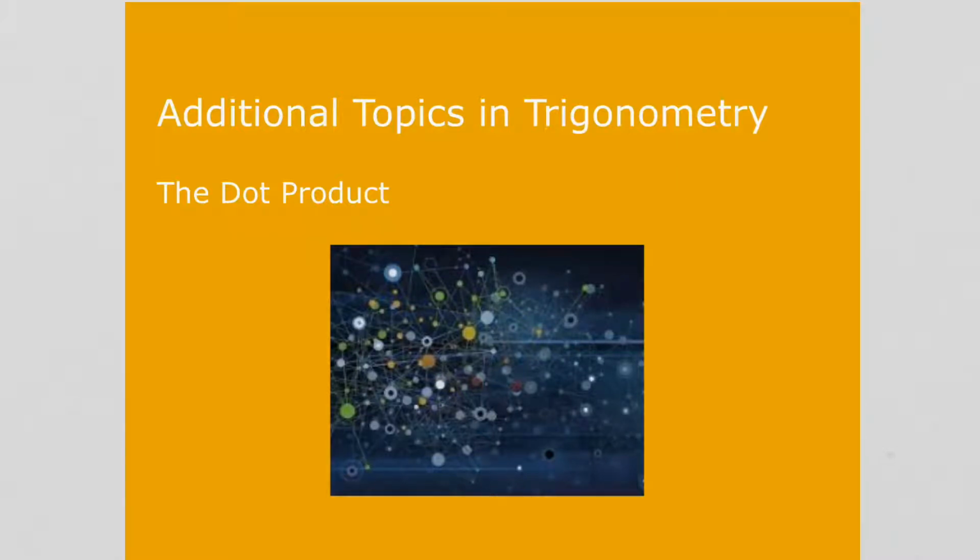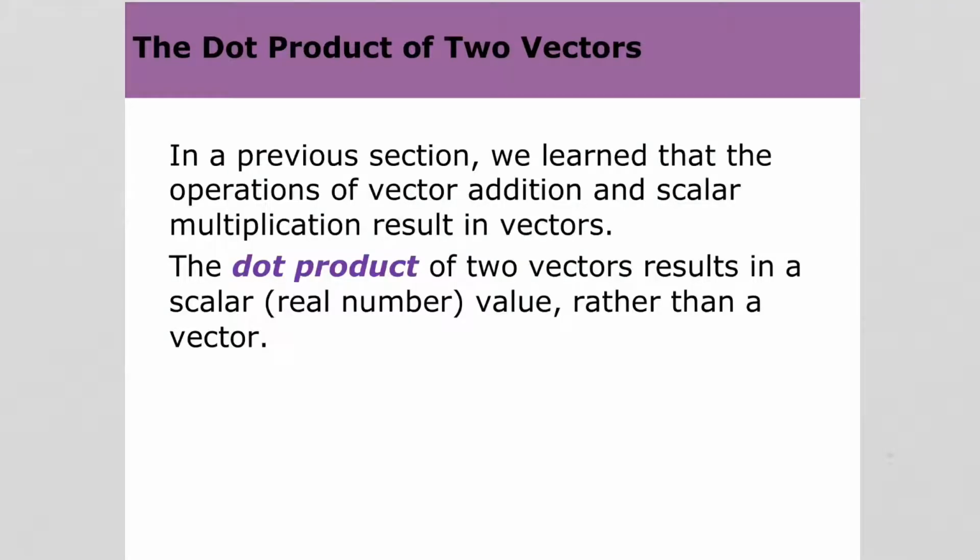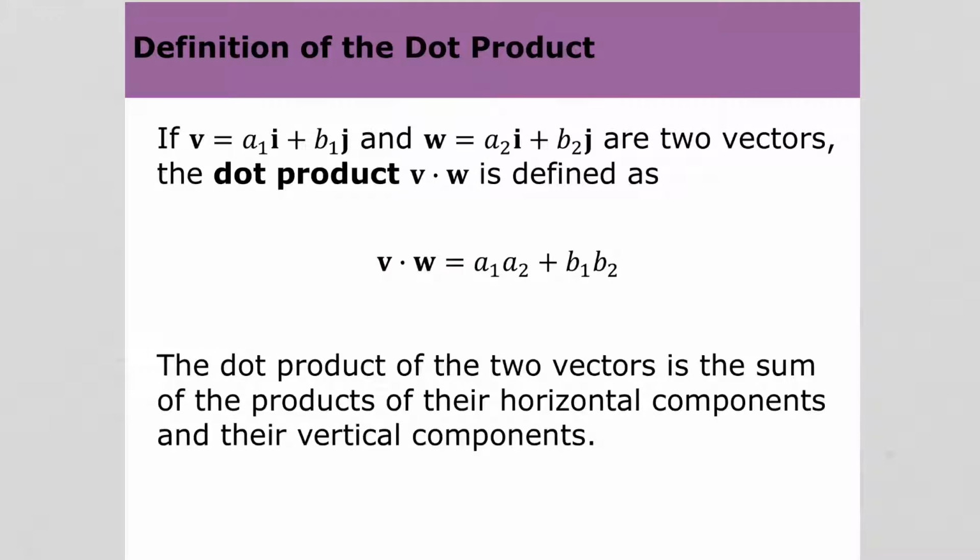Next, in our study of vectors, we're going to look at the dot product and its applications. So the dot product of two vectors results in a scalar, just a number, rather than a vector. The dot product is when we take the x values of the two vectors and multiply them and add that to the y values of the two vectors multiplied.